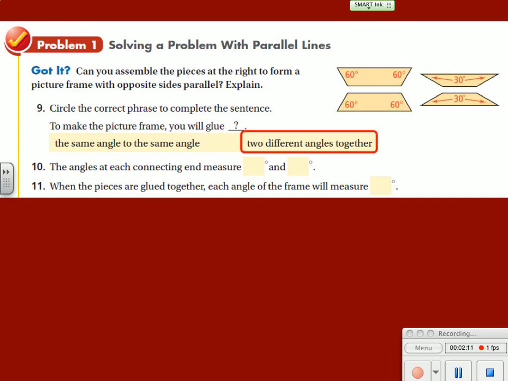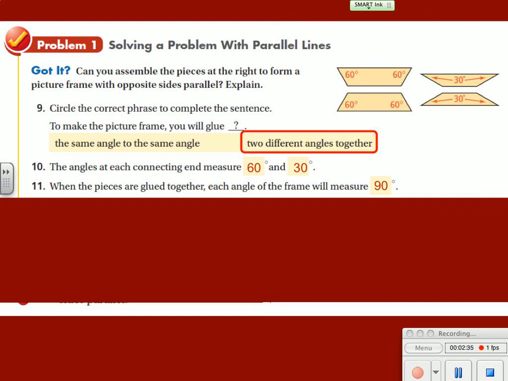To make a picture frame, you will glue two different angles together. If you glue the same angle together, it will not work. The angles at each connecting end measure 60 degrees and 30 degrees. And when we glue the pieces together, 30 degrees plus 60 degrees equals 90 degrees. Everybody make sense? All right, so we're going to continue working on this problem on the next slide.